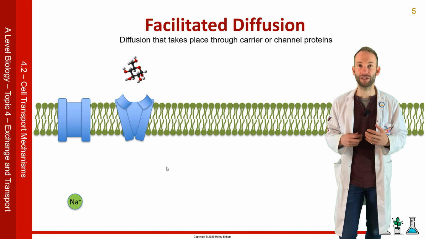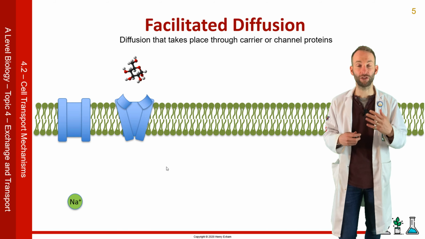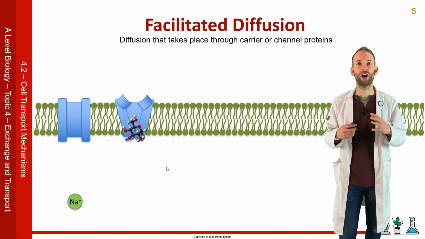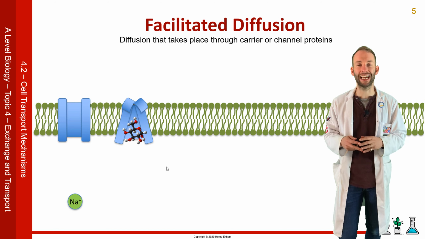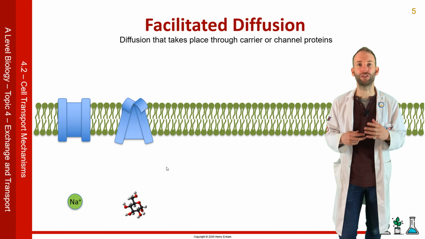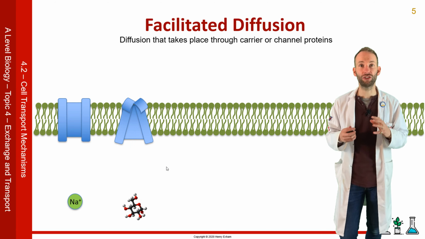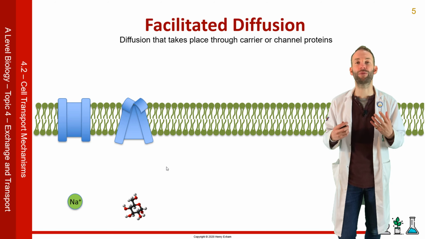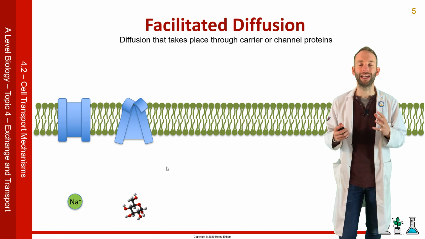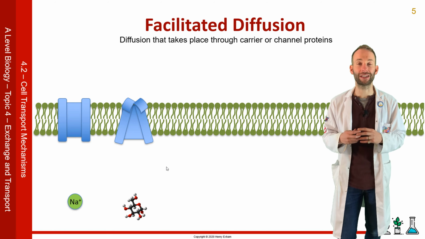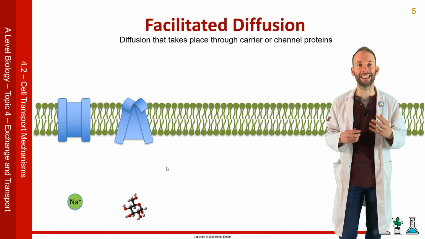It's still a passive process. Molecules are still passing from a high concentration to a low concentration. They are just using these proteins to get through the membrane because they couldn't get through the phospholipids beforehand. Carrier proteins do change shape, but it doesn't require any energy for that process to happen in this case, but they are used for larger molecules. Like I said, they are specific. So this one is a glucose carrier protein here.